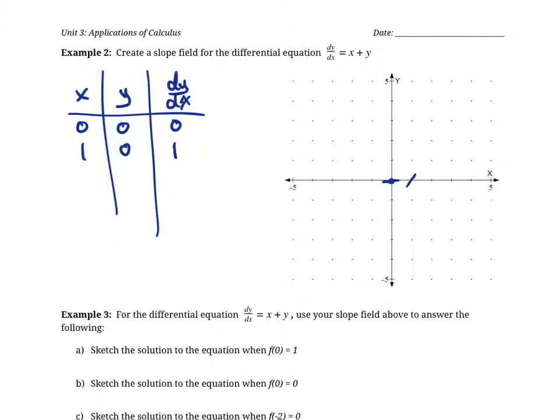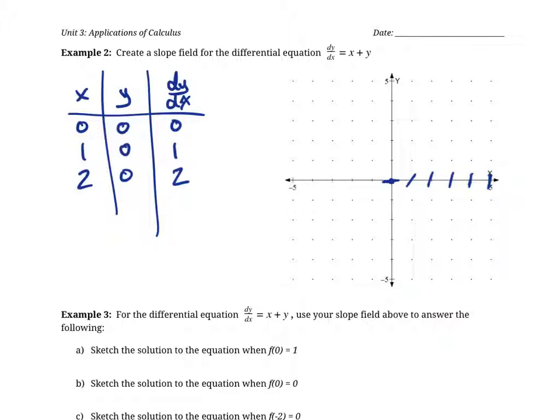So we can represent it as a little line like that. And we can keep going. So at 2, 0, the slope is going to be 2 plus 0, which is just 2. So the slope is going to be even steeper at that point. And we can keep going. You'll notice here, the slope is just going to get steeper and steeper, right? That's sort of the pattern. Okay, so that's going in the x direction.